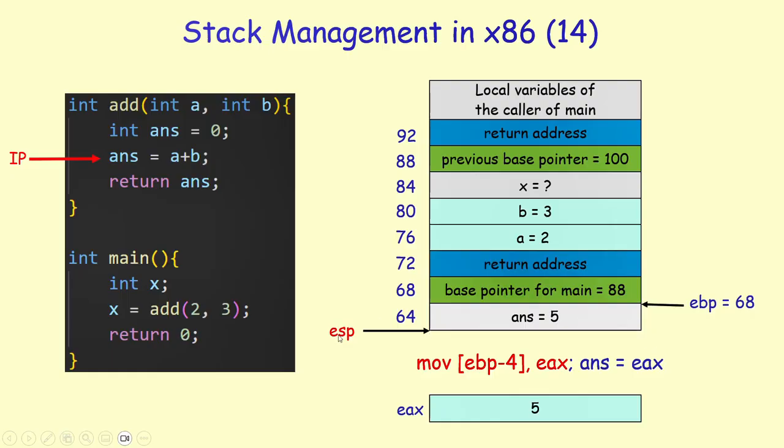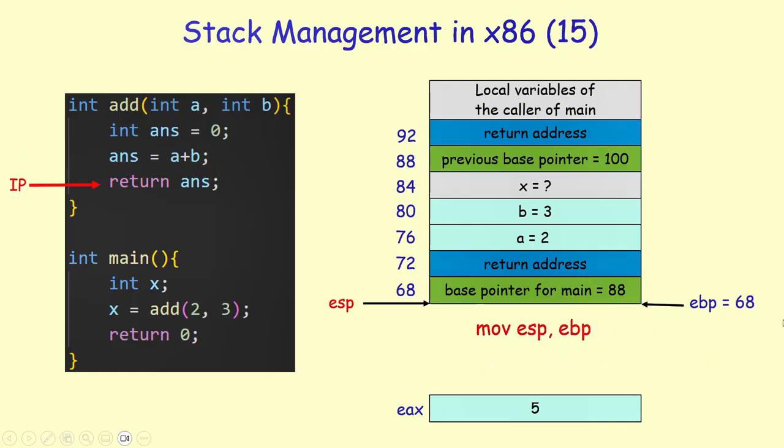All we have to do is to move the stack pointer back into where the base pointer is, because base pointer is pointing to the base of the call stack for the add function, right? So if we just do move ESP, EBP this time, so I'm copying the value of EBP into the ESP. So now ESP is also equal to 68. That kind of wipes out all the space that we have allocated for the local variables.